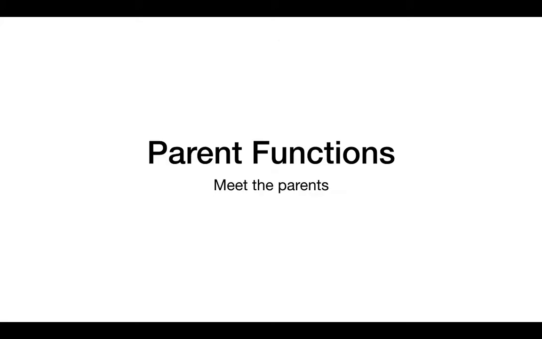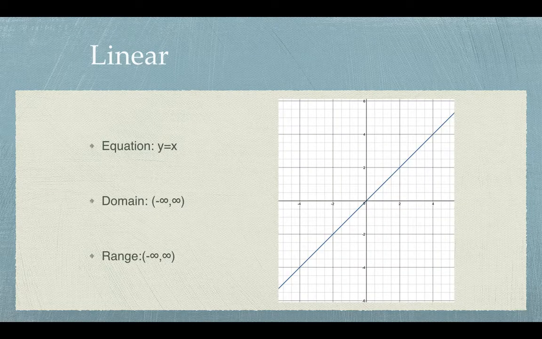Now we have one last thing to talk about in this section, and that is parent functions. So the first parent that we're going to talk about is linear. It looks like a line. Here's all the information. The big thing to know is the equation, which is y = x.